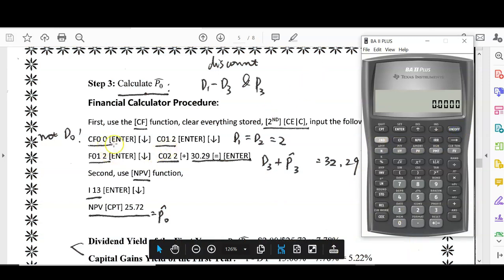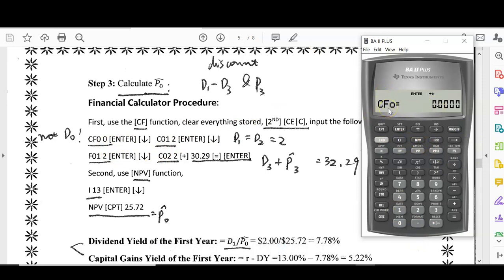Okay, so if I show you on the calculator, I could have cash flow function, cash flow 0 as 0. Again, we do not input D0. Cash flow 1 is $2 here. Enter. Down button. Frequency 1, 2. Enter because we have two $2. Down button. Cash flow 2, D3 plus P3, 30.29 plus 2 equals 32.29. Okay, enter. Down button. Frequency 2, 1. Make sure we have 0 as cash flow 3, 0.